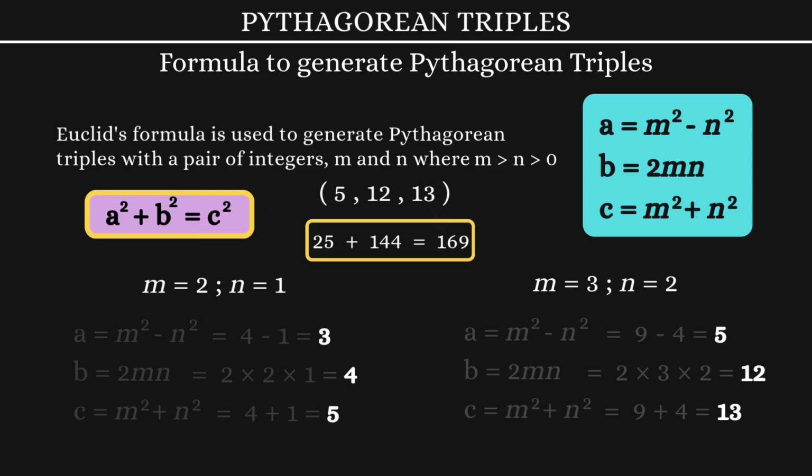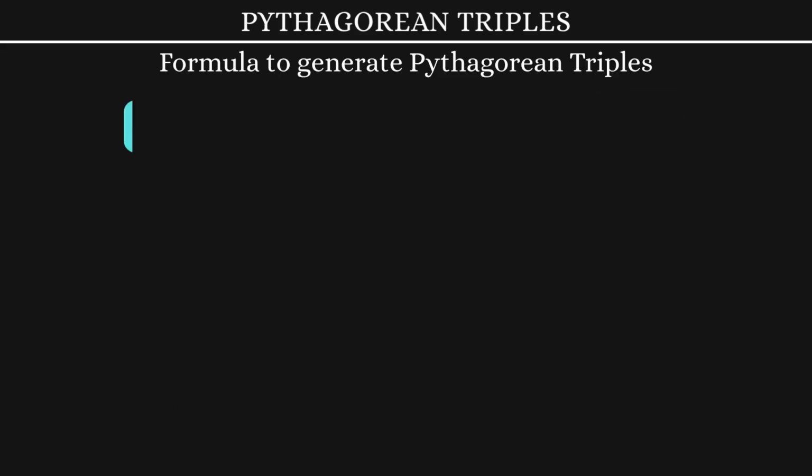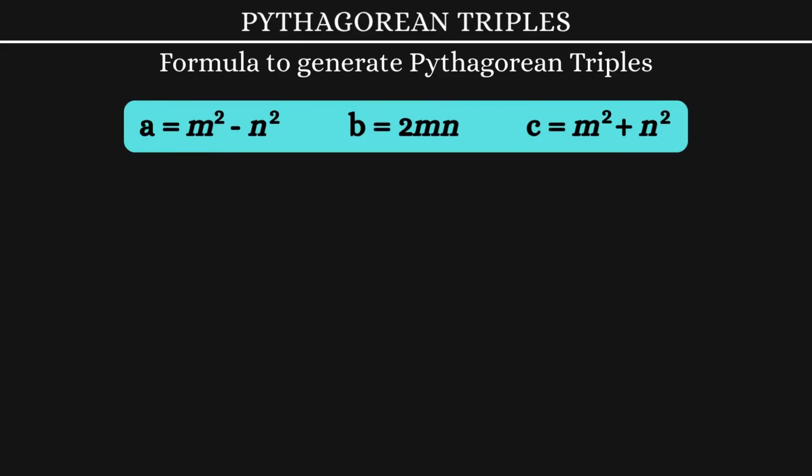25 plus 144 is 169. So these numbers will form a Pythagorean triple. Now let's learn the proof for this formula. We know that A squared plus B squared should be equal to C squared.